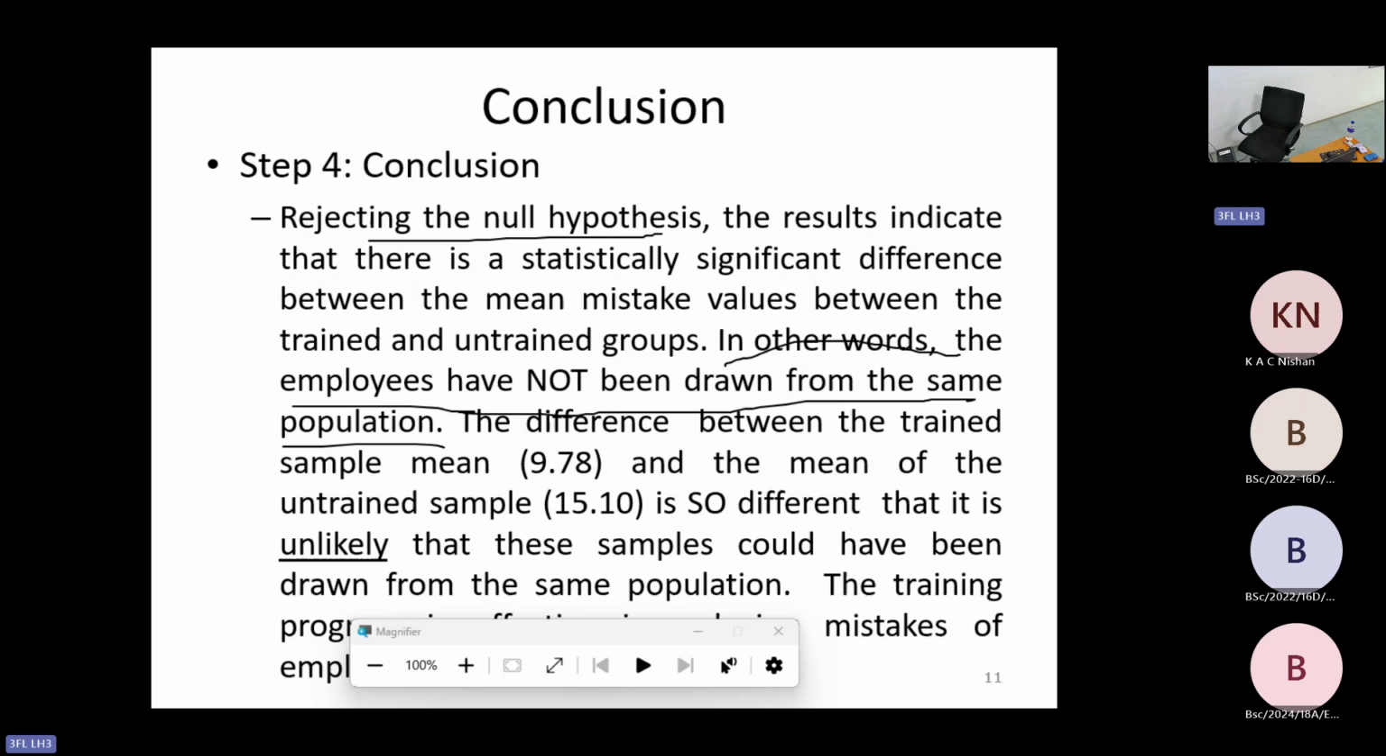You reject that there is no difference. When you reject, there's a difference. So in that case, your conclusion is what? The trained sample has significantly made fewer mistakes than the untrained sample. There's a significant difference. You reject that there is no difference and you conclude that there is a significant difference between the trained sample and the untrained sample in terms of mistakes. Just on average mistakes, you say there is a significant difference. That's what you can say.